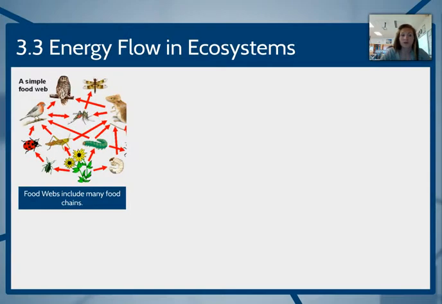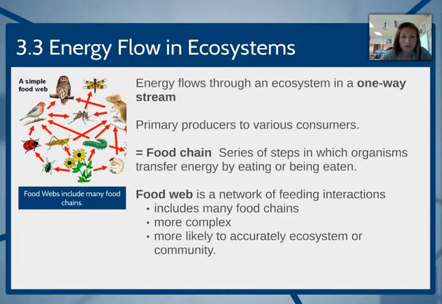Now, 3.3 talks about a very important aspect of understanding the interactions between organisms and their environment, and that is energy flow within the ecosystem. And you need to know that energy flows through an ecosystem in a one-way stream. It goes from the primary producers to the various consumers, and a lot of times, again, we show that in a pyramid so that you can see how that energy does flow.